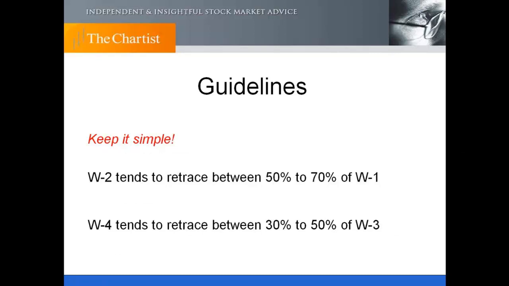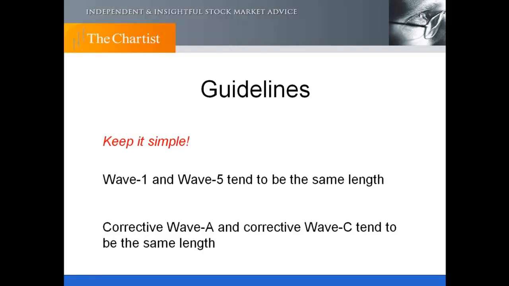Let's go to guidelines 2. First of all, keep it simple. Wave 2 tends to be a deeper retracement. It tends to retrace between 50% and 70% of wave 1. It can retrace any amount in theory. But typically, more often than not, 50% to 70%. Wave 4 is a lot shallower and tends to retrace between 30% and 50%. So the thing to remember here is that there can be idiosyncrasies, there can be changes, but typically wave 2 is deeper and wave 4 is shallower.